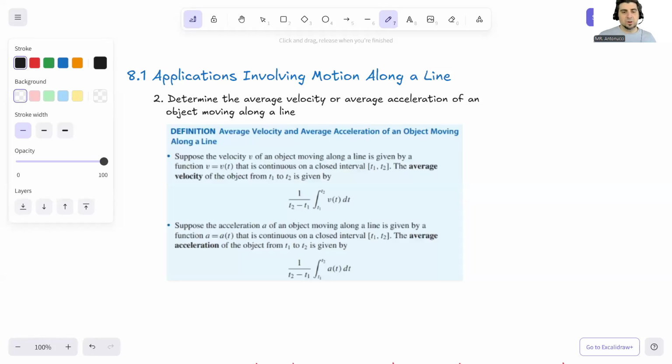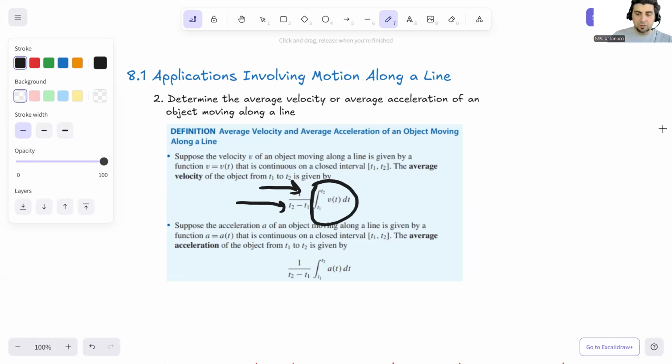All right, guys, in this video, we're going to talk about how to determine the average velocity or average acceleration of an object moving along a line. So if v of t is the velocity, then average velocity is you just take the definite integral of the velocity and multiply by 1 over the width of the interval. So for this case here, you have the definite integral and 1 divided by the width of the interval. To get average acceleration, you do the same thing, but you're using the acceleration function there.